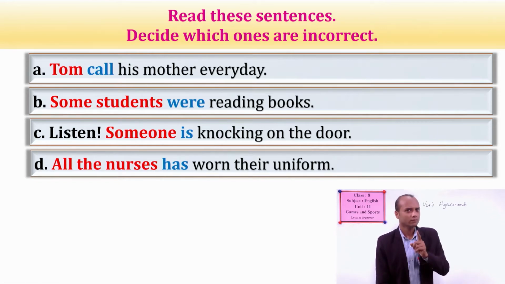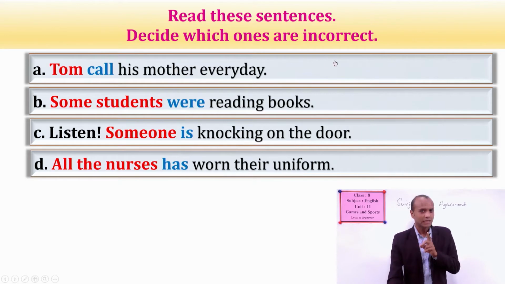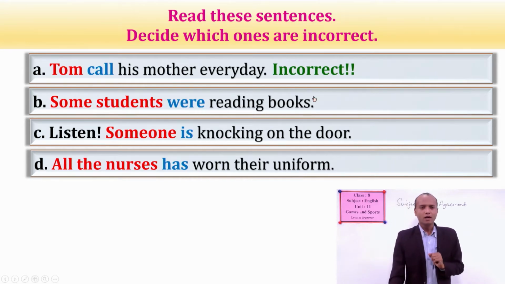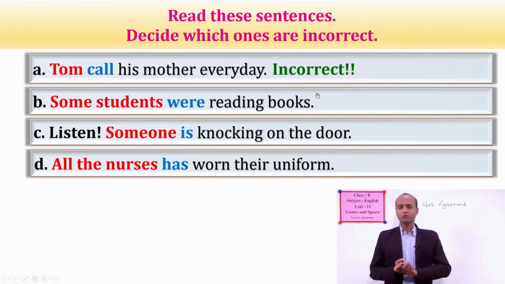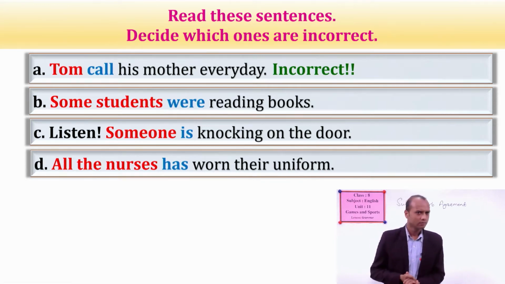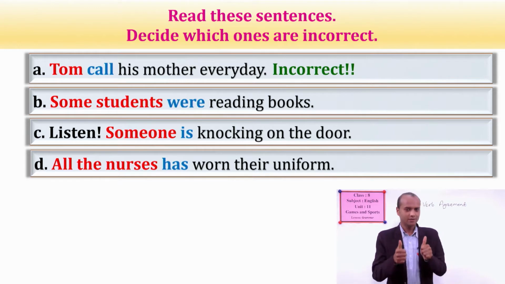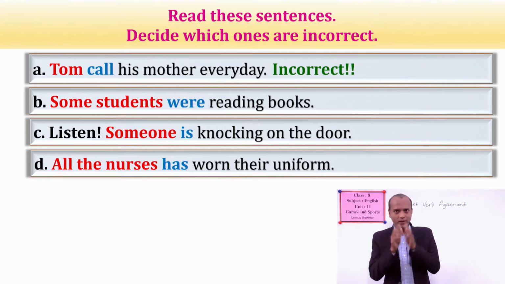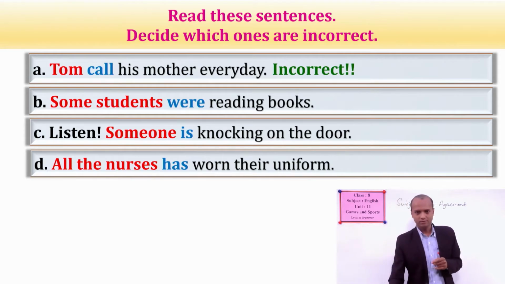It is correct. Oh dear, I'm sorry. This is not a correct sentence. Okay, this is incorrect. I'll tell you why later on. Number B, some students were reading books. Is it correct? Yes, it is correct. Some students and were do match with one another. Very good. This is correct.